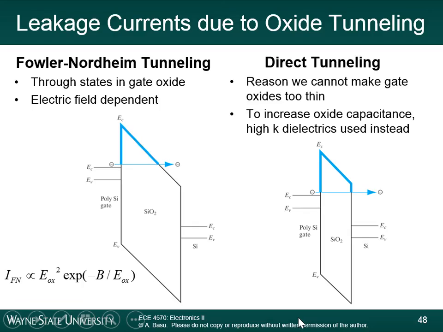The difference between direct tunneling and Fowler-Nordheim tunneling is that this one is electric field dependent, and this one is mostly related to the thickness of the oxide. So if you're testing for leakage currents, if you see that it's electric field dependent, meaning it increases with applied gate voltage, then you know it's this mechanism. If it's relatively independent and has mostly to do with the thickness, if you have a very thin gate oxide, then this is the more likely mechanism.